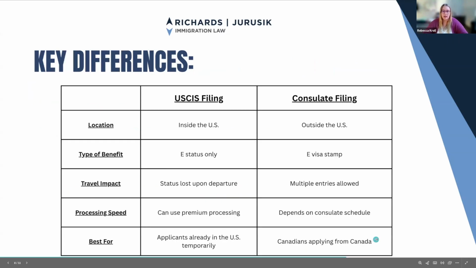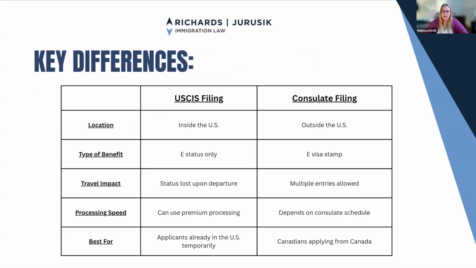And this is just a chart outlining those key differences. So we have the location: USCIS filing, that's obviously inside the US. Consular is typically outside. Again, USCIS, E status only. With the consulate, you get that stamp. The travel impact of filing with USCIS: your status is lost upon departure, which would require you to get that visa stamp. If you do that in the first place, you're free to make multiple entries back and forth. Again, processing speed: premium processing is really your best bet if you're going to go that USCIS route, but going with the consulate is going to be faster overall.